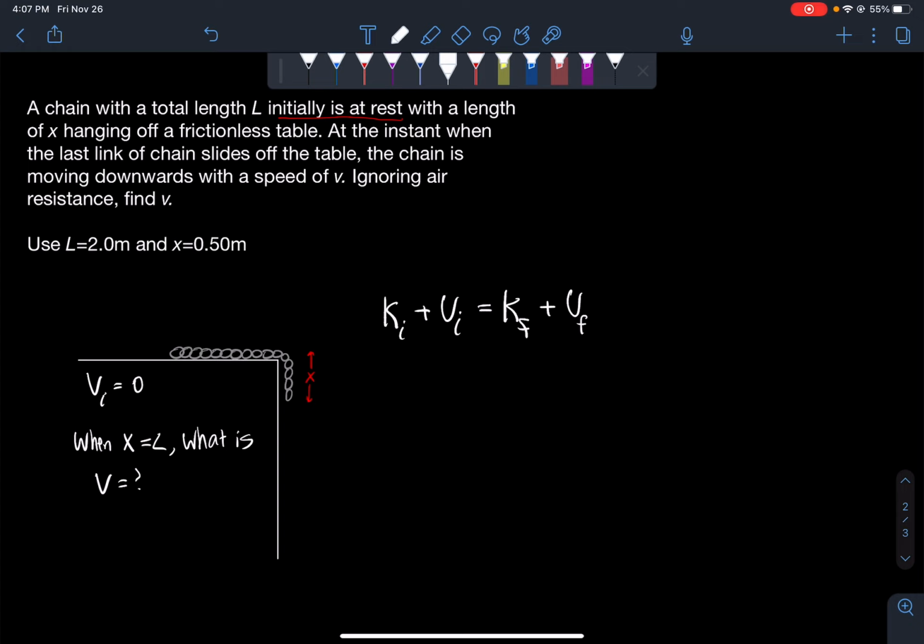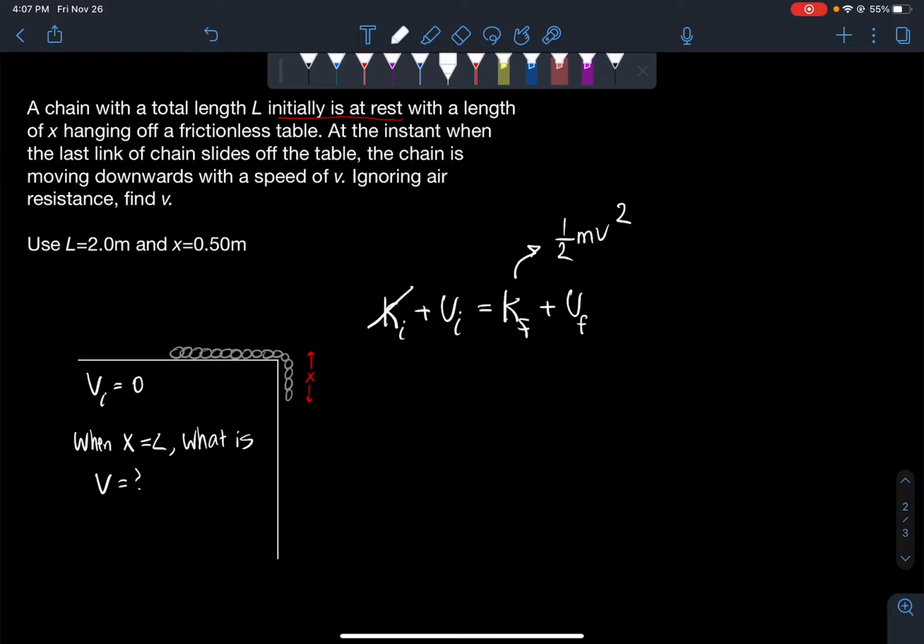Okay, well, we can immediately cross out this term because the initial speed is 0, right? It starts from rest, so there's no initial kinetic energy. And then this term is just going to be the regular 1/2 mv squared. And that's what we're trying to solve for. We're trying to solve for V. So the trick is to find out an expression for the potential energy.